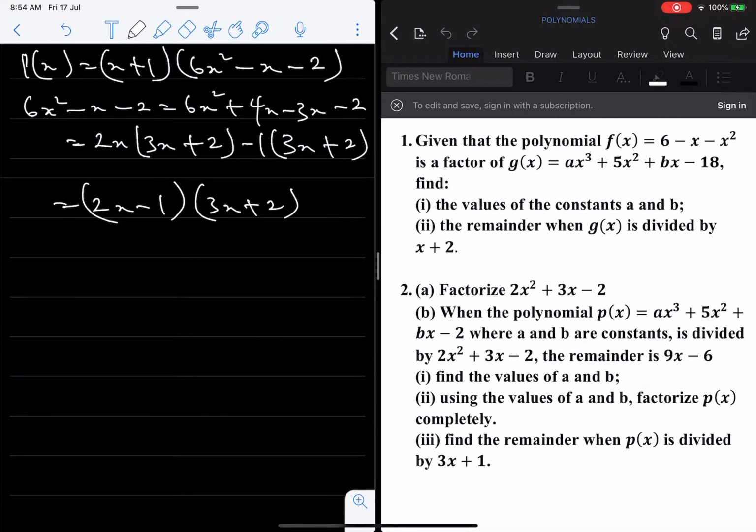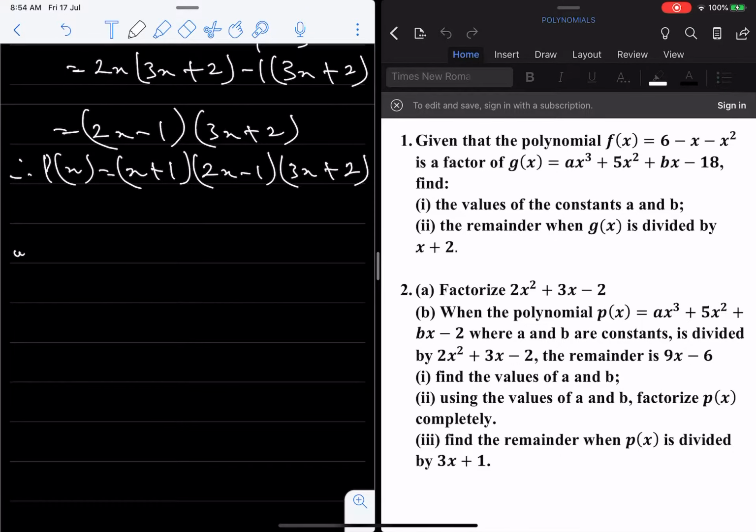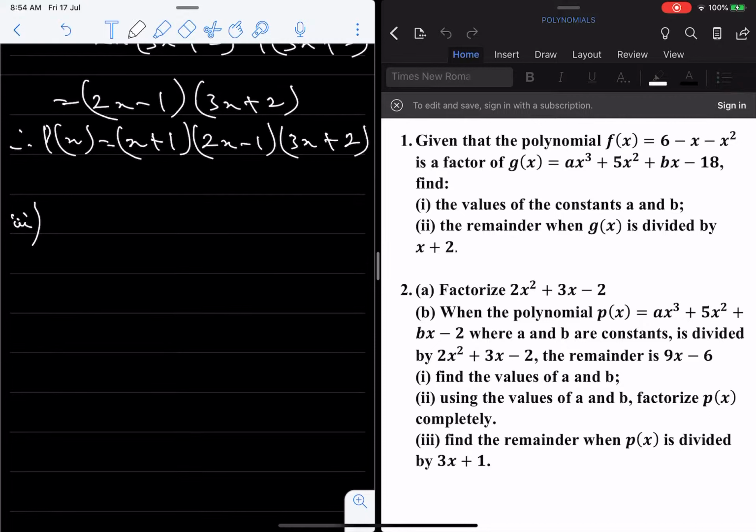Therefore, P of x is x plus 1 times 2x minus 1 times 3x plus 2. That's a complete factorization of P of x. And that's it, very, very simply. Now we go to Roman figure 3. Roman figure 3 is find the remainder when P of x is divided by 3x plus 1.